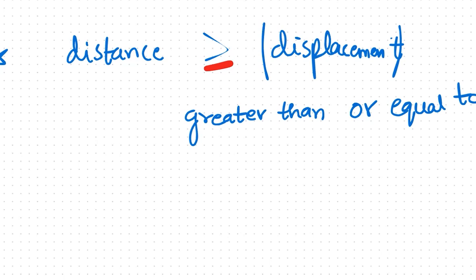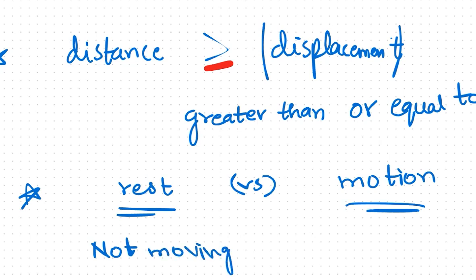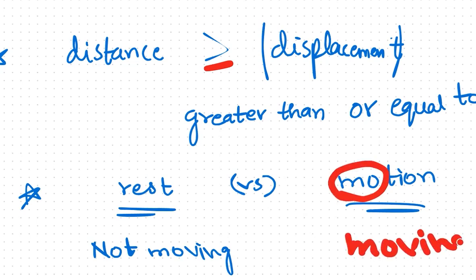And small things like, you know what is rest and what is motion? Rest means the object is not moving; it's stationary. Motion means the object is moving.